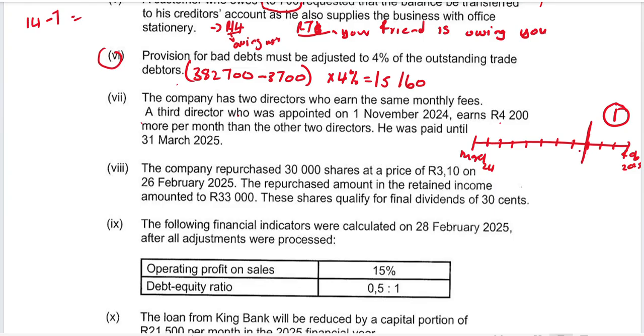Here a new director was appointed. So, how many months? How can I say it? Okay, sorry. How many months? My English, guys. All right. How can I say it? Okay.